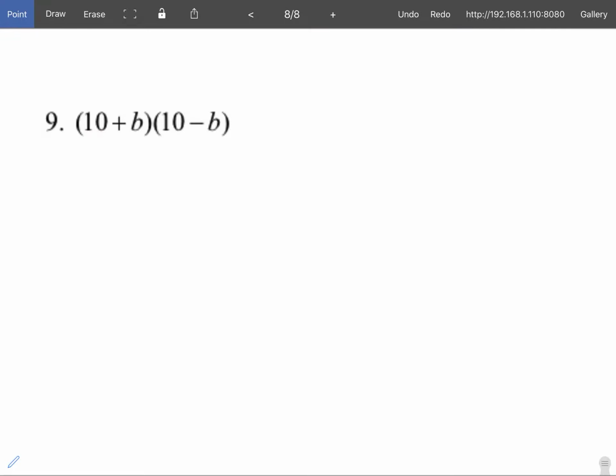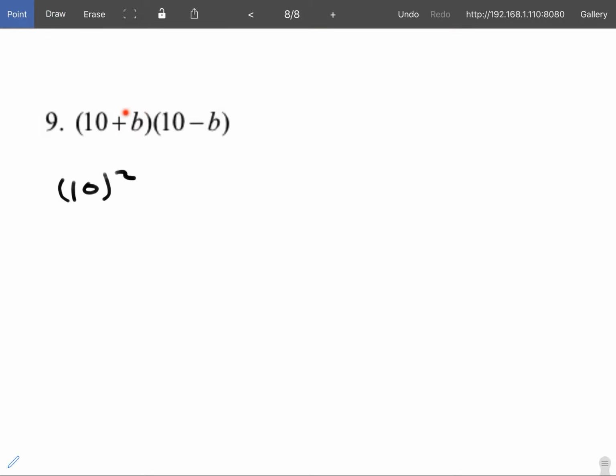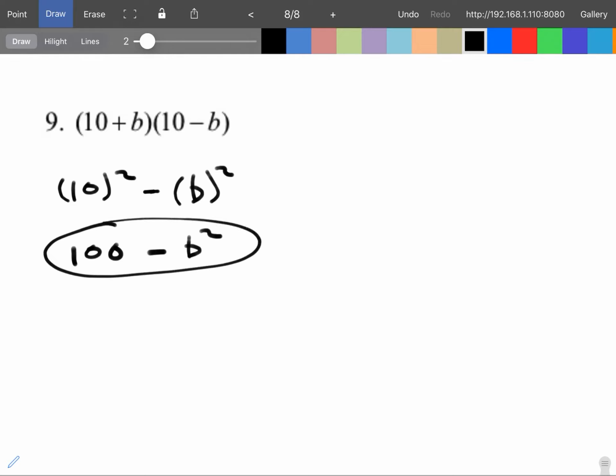So you're going to use that shortcut then. It's going to be this first term squared, which is 10 squared, and then this second term right here, this positive b, you square that, so that's a b squared, and then it's going to have a minus in the middle. Well, what's 10 squared? 100. Yeah, don't do 10 times 2. It's 10 times 10. So you get 100 minus b squared, right? And there you go.